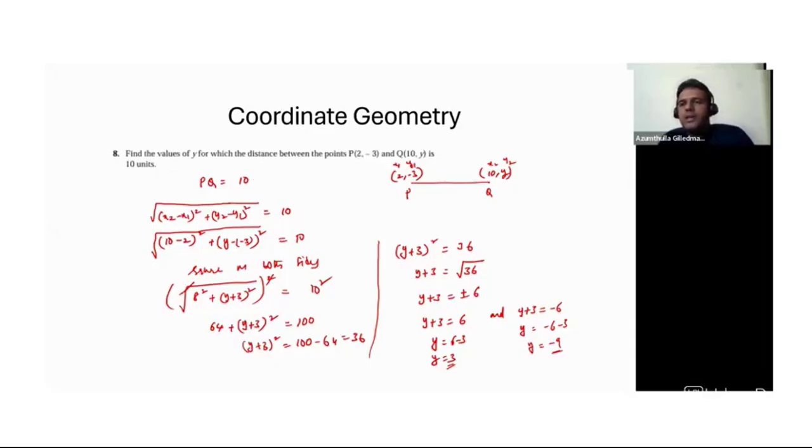So what we just did here, we just applied the known formula, that is distance between 2 points. Here 2 points are given, 1 point is unknown. That y2 value is y here. So we just followed, like, PQ is 10 and we used the formula square root of (x2 minus x1) whole square plus (y2 minus y1) whole square and substituted the values, and then we got two possible values for y, that is y is equal to, one value is 3, the other value is minus 9.